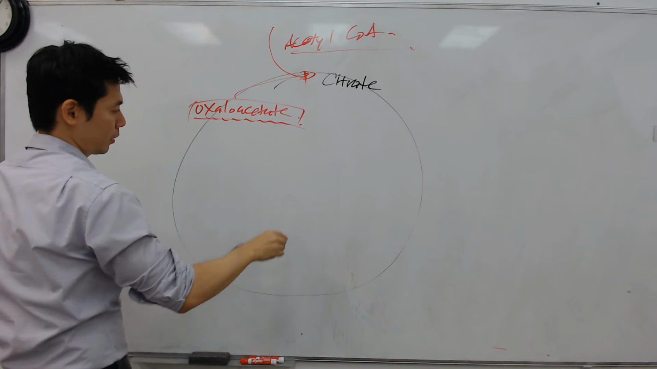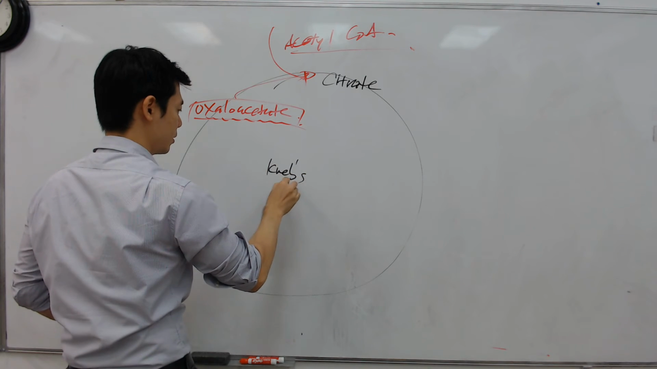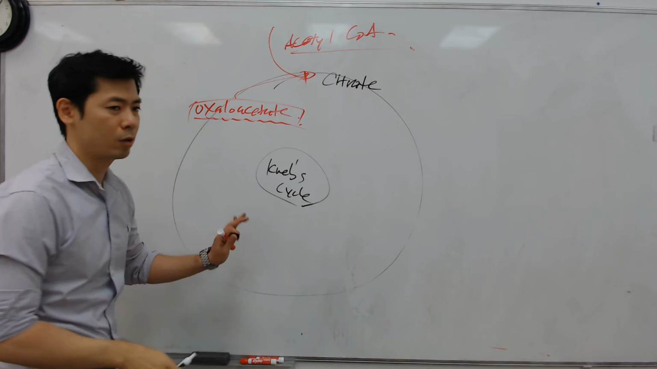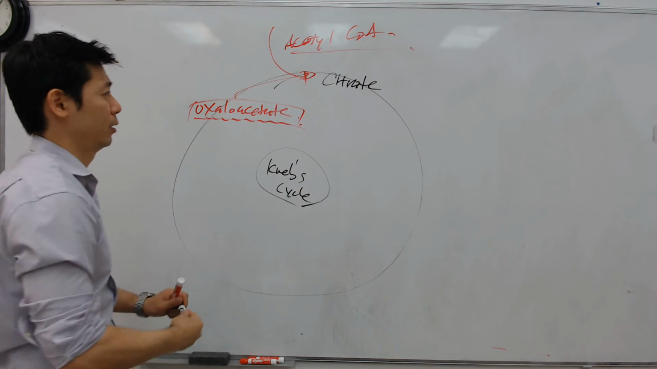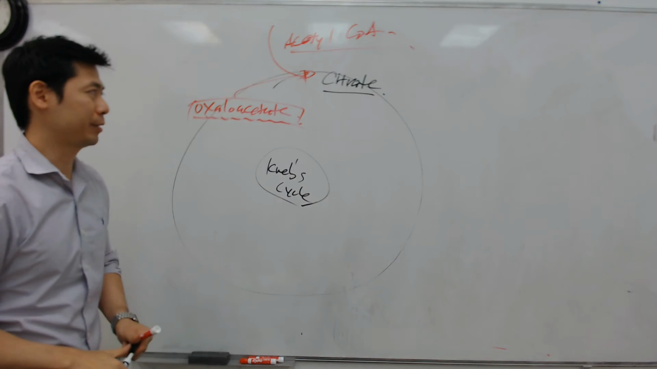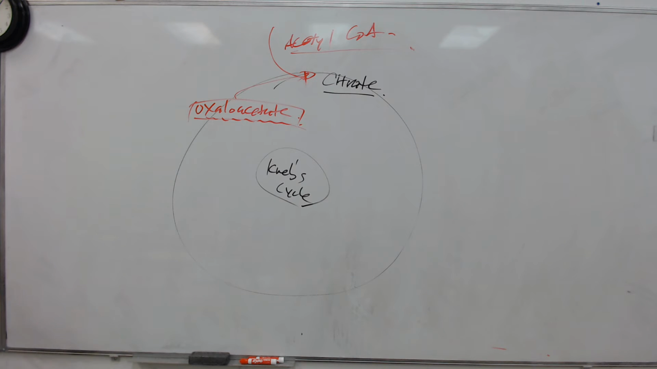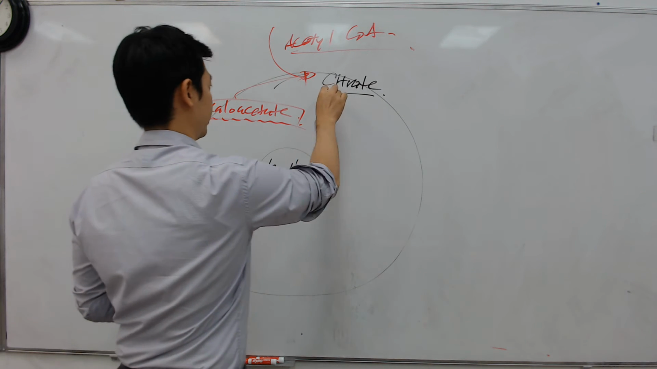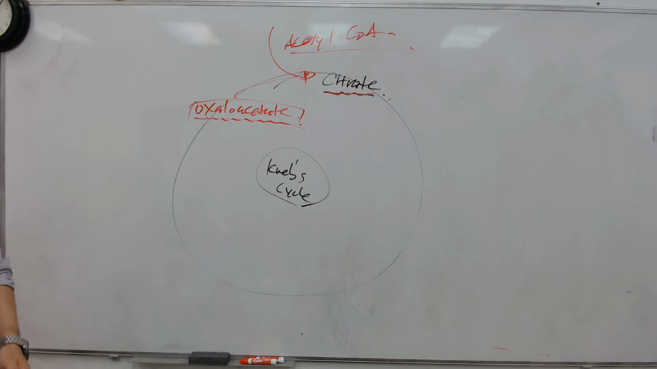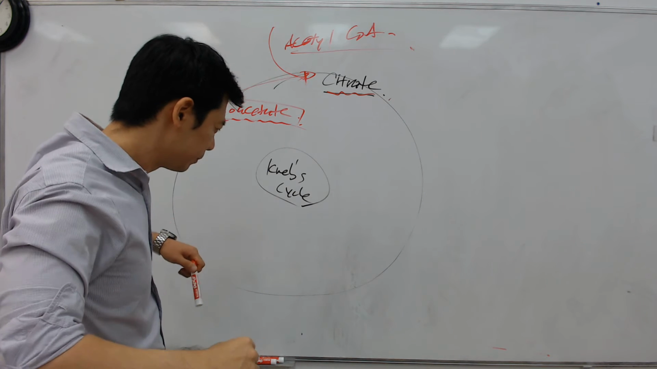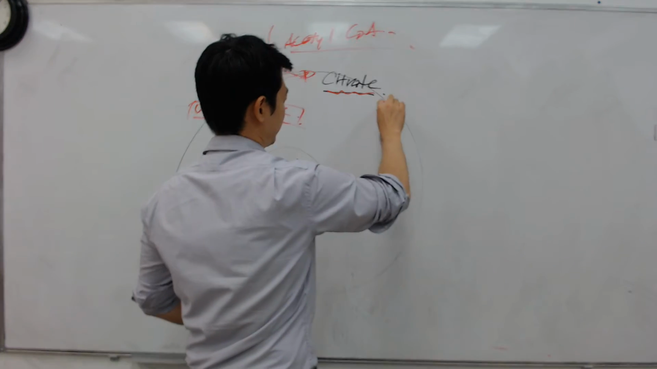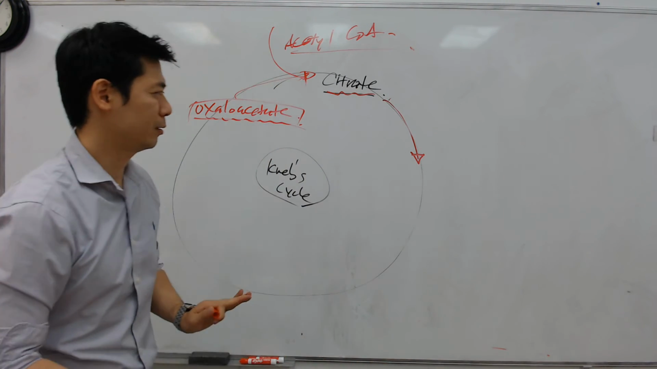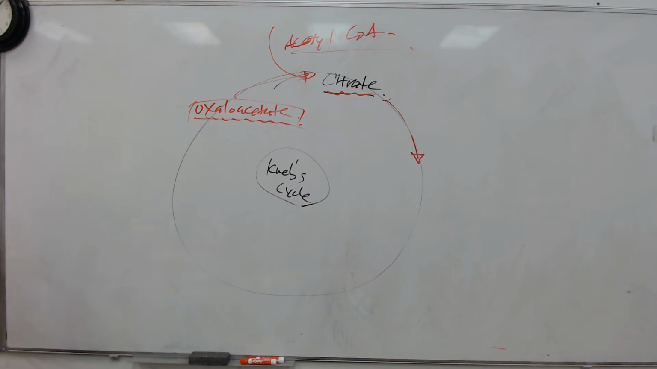This entire cycle is called the Krebs cycle. Sometimes they call it the citric acid cycle. Why do you call it citric acid? Because the first product of the cycle is citric acid. That's why it's called the citric acid cycle. You might want to know the enzymes, but I'll tell you where the important enzyme is.